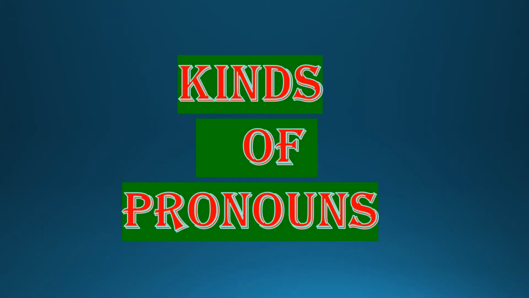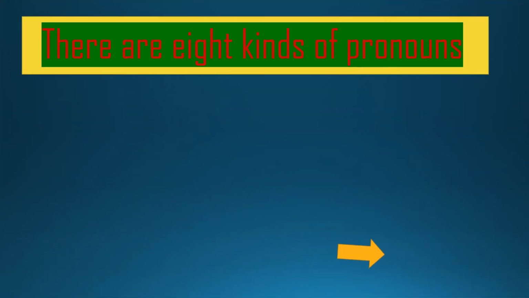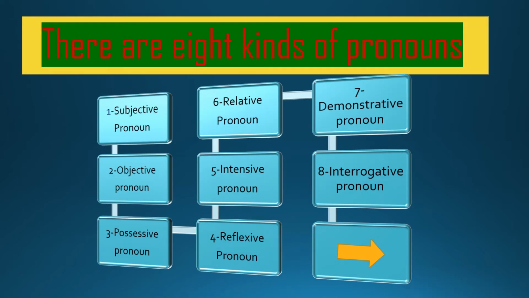Now, kinds of pronouns. There are 8 kinds of pronouns. You can see on the web. The first one, subjective pronoun. The second one, objective pronoun. The third, possessive pronoun. The fourth, reflexive pronoun. Fifth, intensive pronoun. Sixth, relative pronoun. Seventh, demonstrative pronoun. And the last one is known as interrogative pronoun.